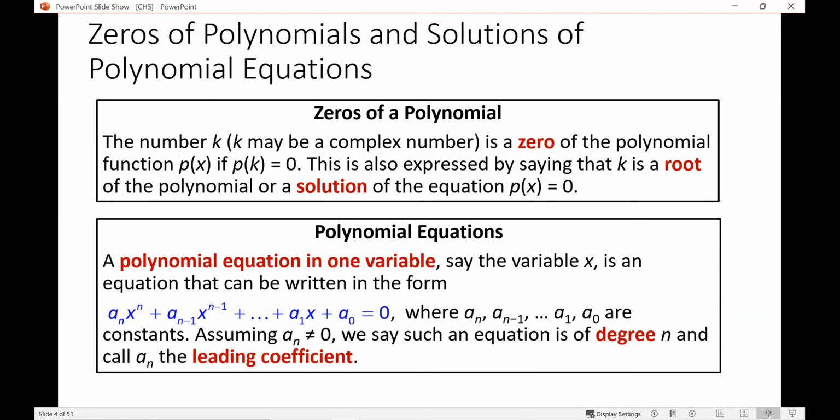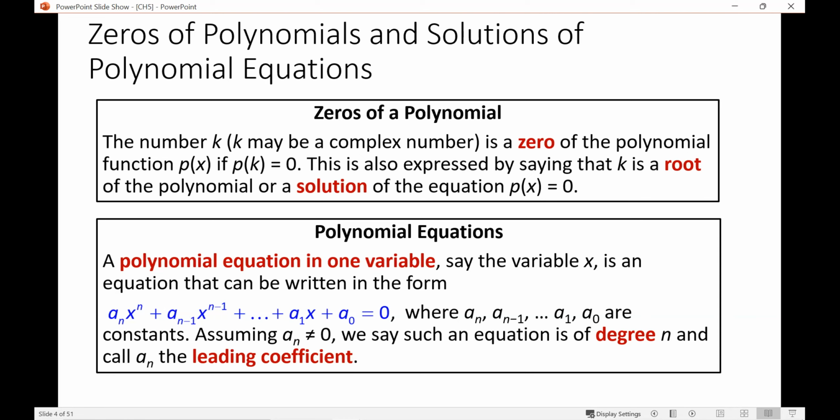But anyways, a number k is a zero of the polynomial function p of x if the function evaluated at that value k is equal to 0. That's the same thing as saying k is a root of the polynomial, or it's what it means to say that k is a solution of our polynomial set equal to zero. Okay, so it's just what values of x make your whole polynomial function equal 0. Those are your roots. Okay, also known as your zeros.